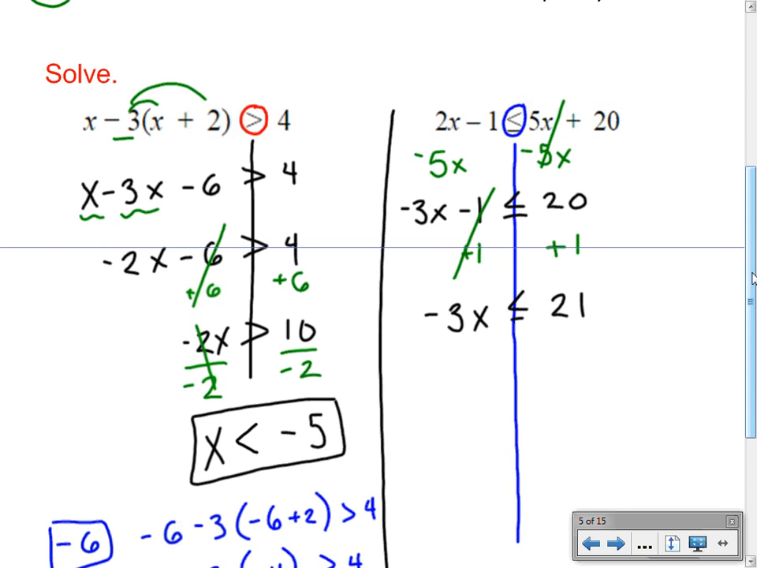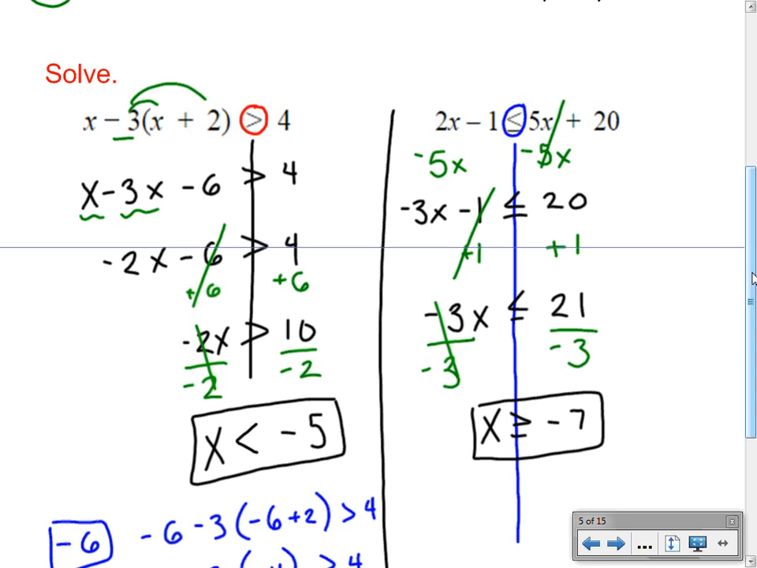And then we can divide both sides by a negative. So here comes in rule number 1. Whenever I divide by a negative number, now I need to flip the sign. So it becomes x is greater than or equal to negative 7. So that means that I can plug in any number that's equal to negative 7 or bigger than negative 7, and it's going to make my inequality true.